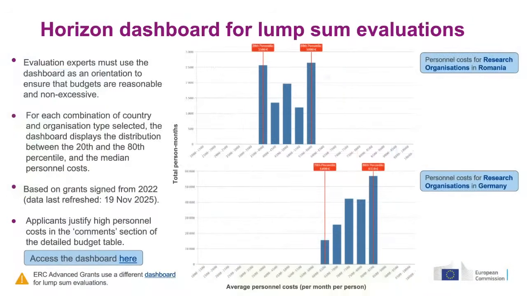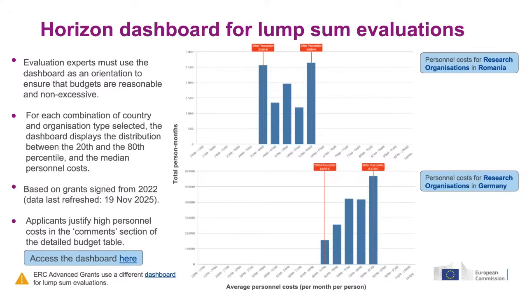One resource that our experts are using, and you can use it too when you prepare your budget, is the Horizon dashboard for lump sum evaluations. It shows a distribution of how much money was paid, or rather what was budgeted in actual cost grants, I should say, for person months in given countries and given organization types. It's well known that personnel costs in our grants are the big majority of the total cost. Typically, on average, it's 2/3 of the funding we hand out is personnel costs. So this is the biggest chunk, and therefore we focus on that one.